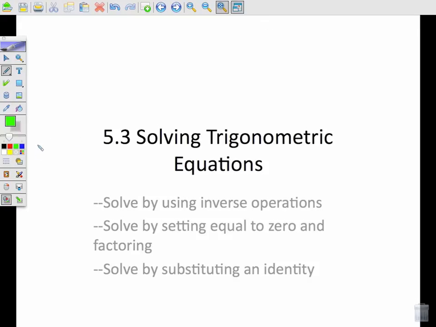Okay? You can solve by using just plain old inverse operations. You can solve by setting your equation equal to 0 and trying to factor. You can also solve by substituting identities at any time.